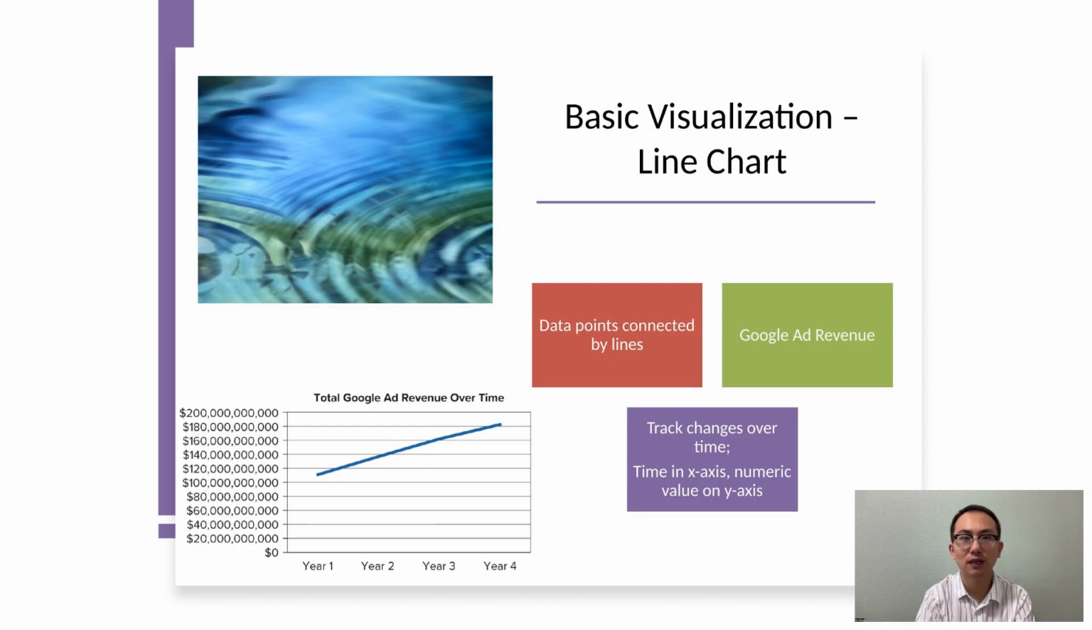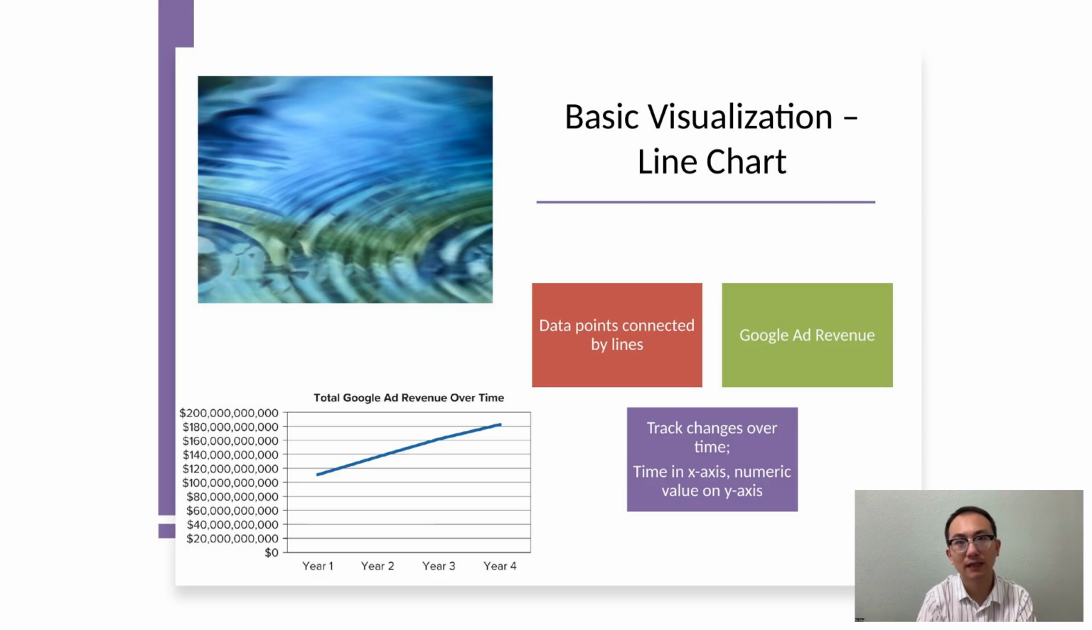Each point on the line chart represents the value of something at a specific time. And when you connect those points with lines, it helps you see how things change over time. You can spot whether the trend is going up, down, or staying the same. So in simple terms, a line chart tells the story of change, often with time running left to right.